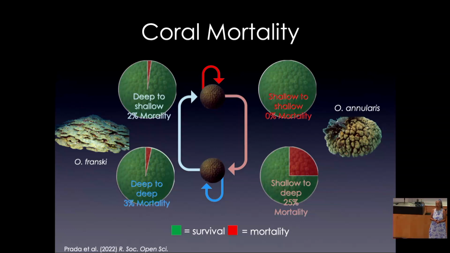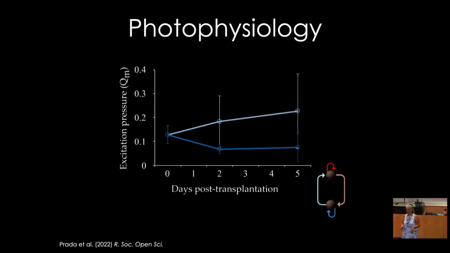So we grabbed Orbicella franksi that are found deep, and we do a reciprocal transplant of Orbicella at the same depth, and then they go to shallow, and then you do the same for the other one that is shallow to shallow, and then shallow to deep. And what we observe is that there is a lot more mortality when you deprive the holobiont from light. I'm going to jump into the microbial data very soon.